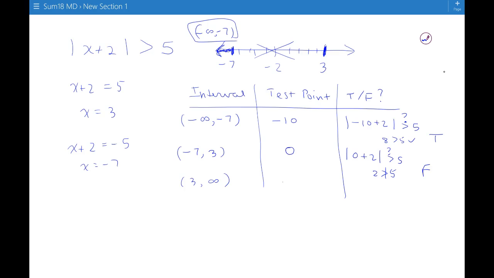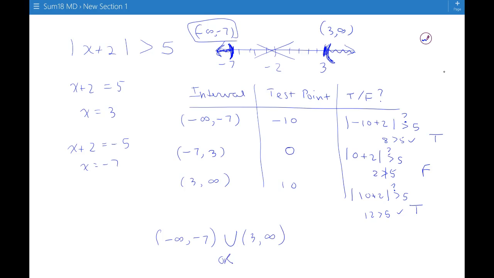So then from 3 to ∞, again, I'd pick 10, just because it's easy to do the math. And then I'm asking this question, so I'm saying, is 12 bigger than 5? Yes, it is. So true. So I also want this interval, and it's a strict inequality, so I don't include the endpoint. So it's -∞ to -7, union 3 to ∞, and that's the solution set.